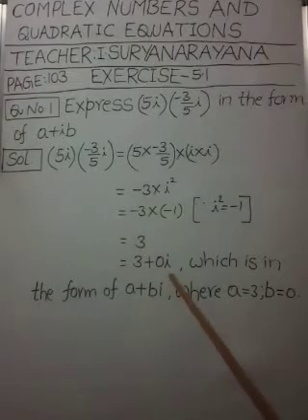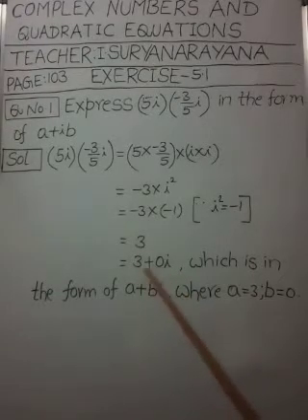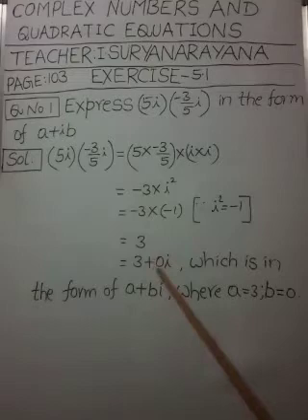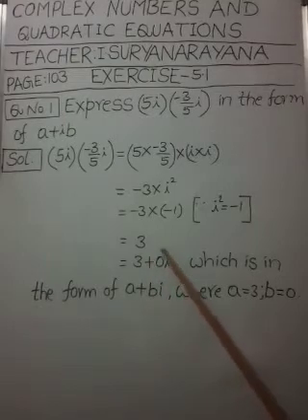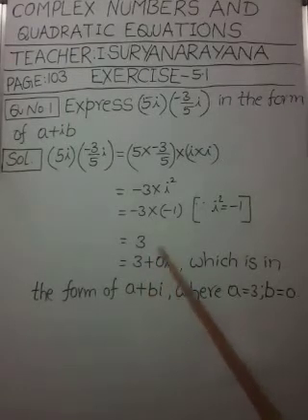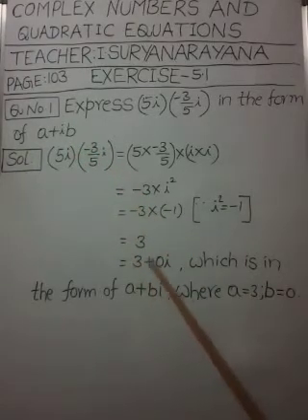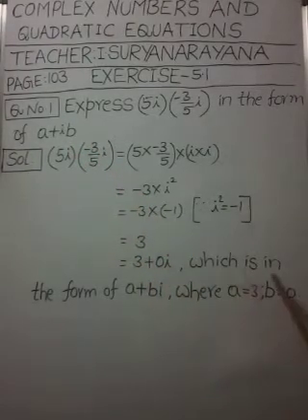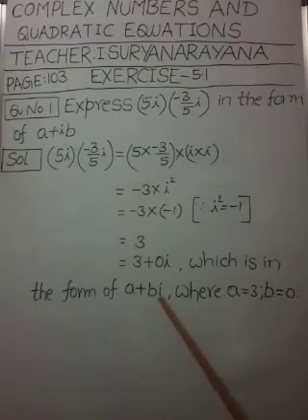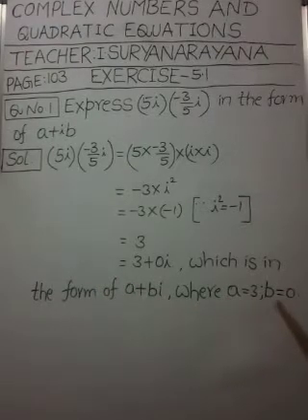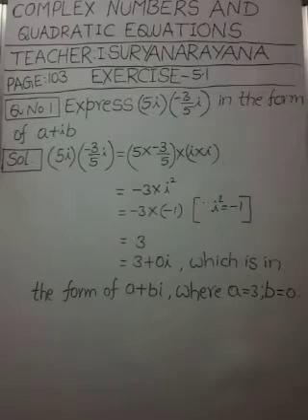3 plus 0i. Can we write it or not, my children? Automatically this term is 0. 0 into i, 0 only. But for our convenience to write this number in the form of a plus ib, we wrote 3 plus 0i, which is in the form of a plus bi, where a is equal to 3 and b is equal to 0. Understood, my children? Right.